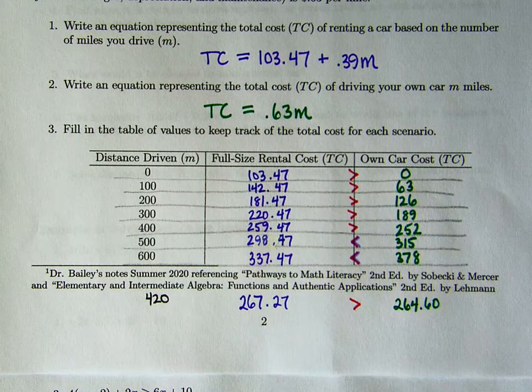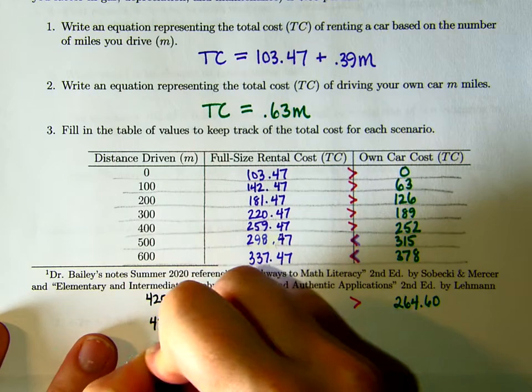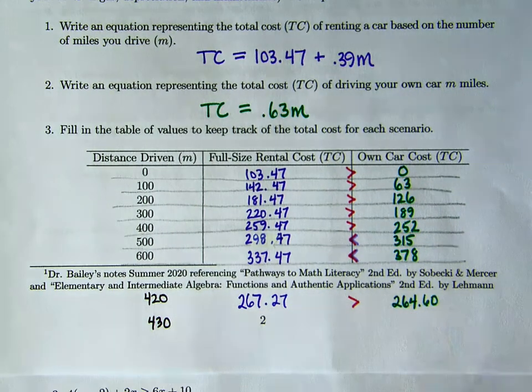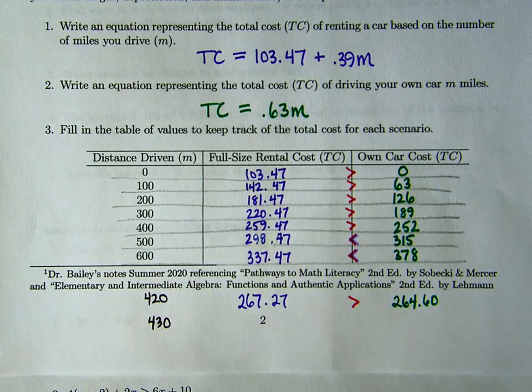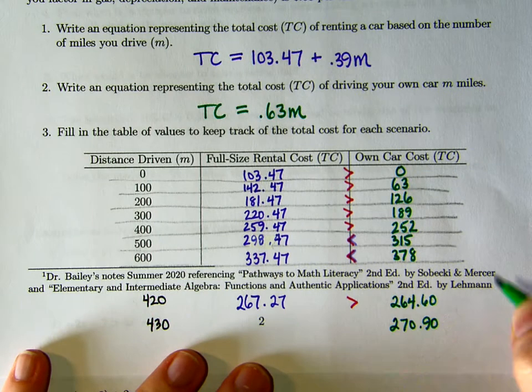So let's go a little bit higher. Let's go 430. But these only differ by about $3. So we're getting close. 430. All right. Oopsie. 63 cents, 430 of those. This would be $270.90.